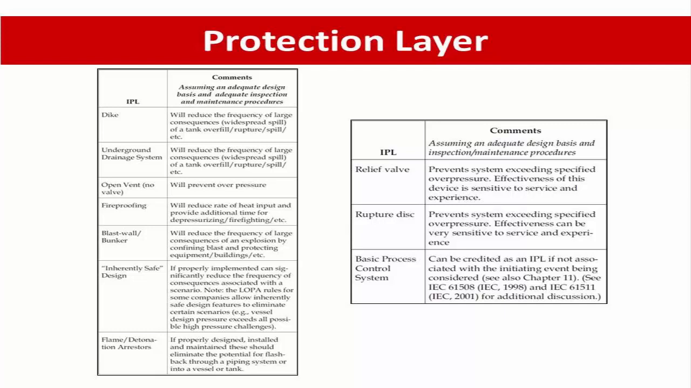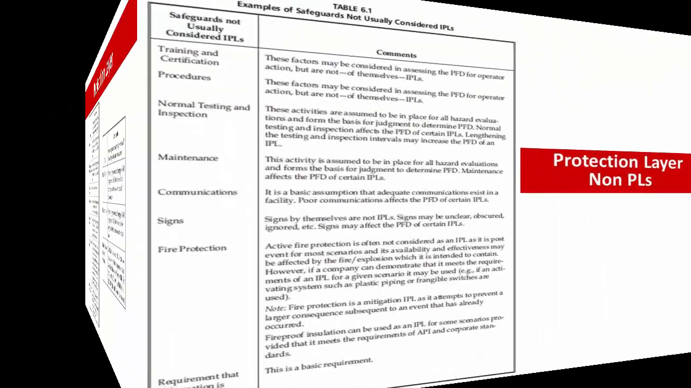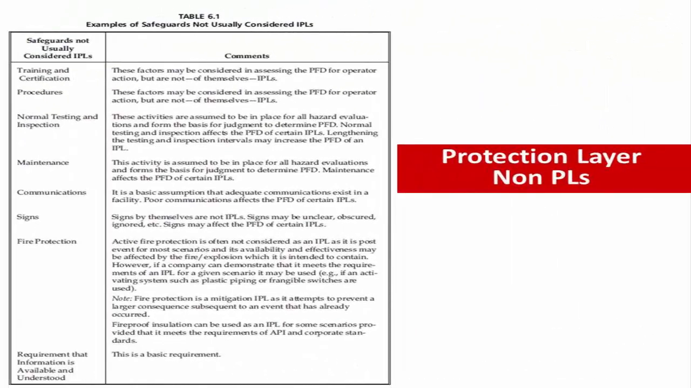And then the following are examples which are not considered as protection layers, such as training and certification, procedures, testing and inspection, maintenance, and community. You can see that items related to humans are normally not considered as IPLs because they are related to the human factor.